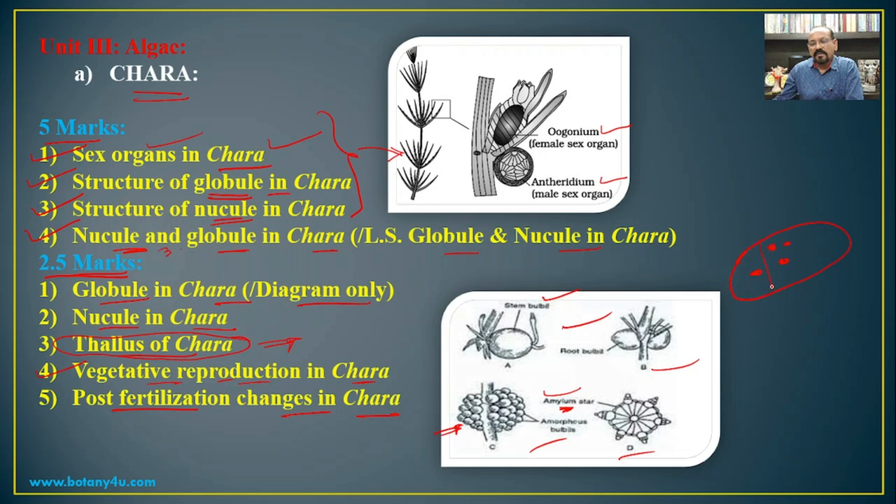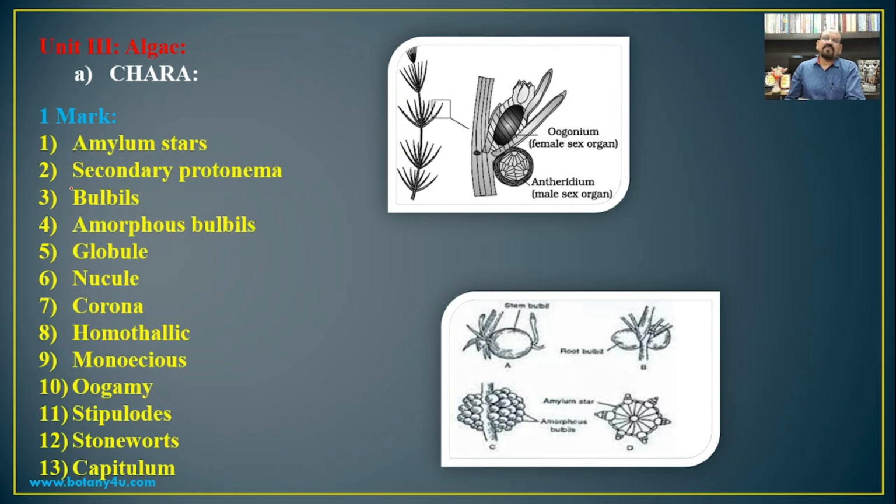Out of that, 3 degenerate and only 1 remains functional, and this one is involved in the formation of the new plant body, and hence this type of question is usually asked in the case of Chara. One more question in Chara is on the amylum stars.